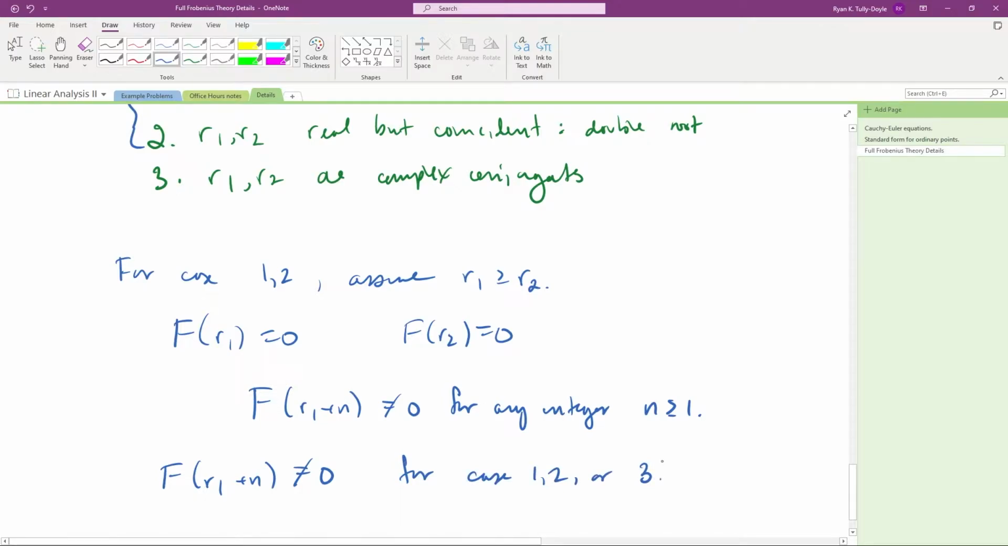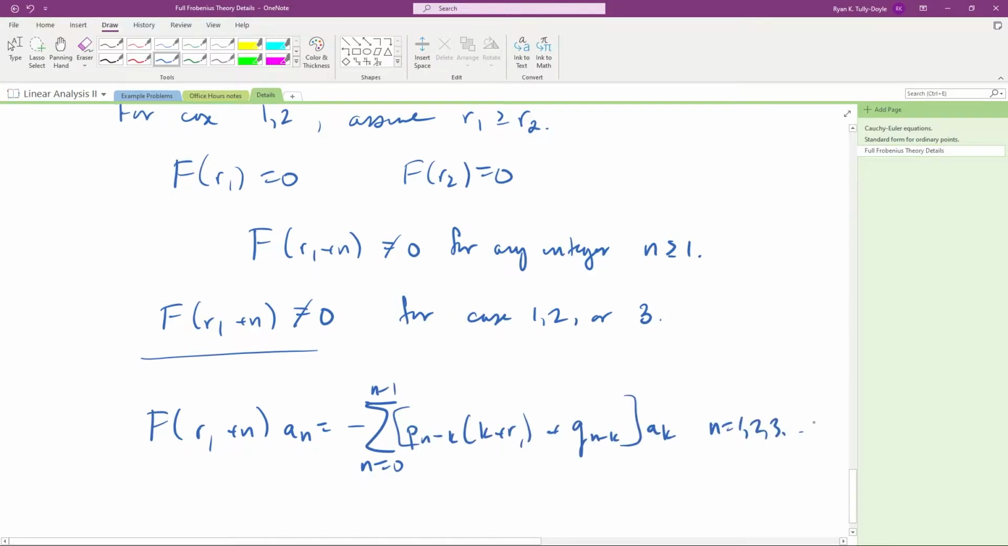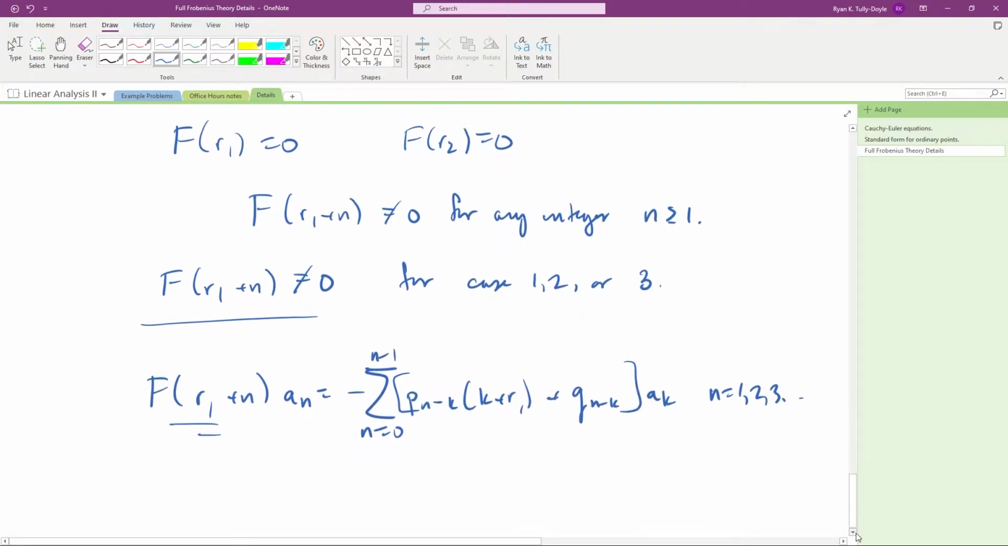After all, f of a complex number is not going to be equal to 0 for an integer, and so adding an integer to a complex number is not suddenly going to make it into something that lets that polynomial be equal to 0. So that's the justification that we need to turn the recurrence relation into one that looks like the one we're used to. Since we know now that that's not equal to 0, we can say that f of r1 plus n, a n, is equal to this sum of previous coefficients, and because this can't be equal to 0, I can divide by it.